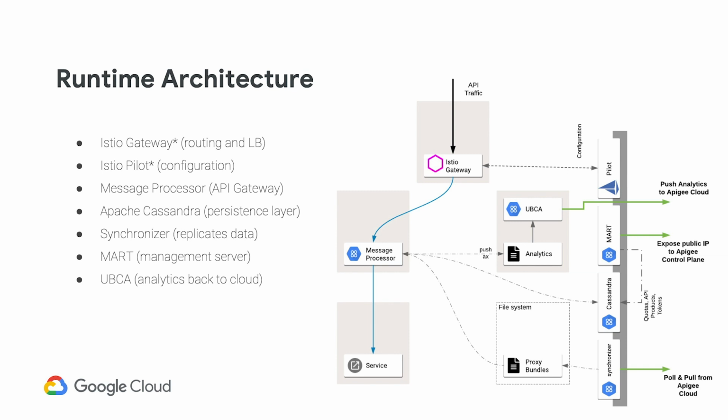Supporting this infrastructure are a few components like Synchronizer. We talked about it. It's the agent that makes proxy bundles and other resources available to the gateway. Cassandra is where all the runtime data is stored. So the runtime data is as close to the gateway as possible, so it eliminates any latency. We also talked about the admin server Mart and that it is responsible for managing certain artifacts that the runtime relies on, cache, KVM, products, and so on.